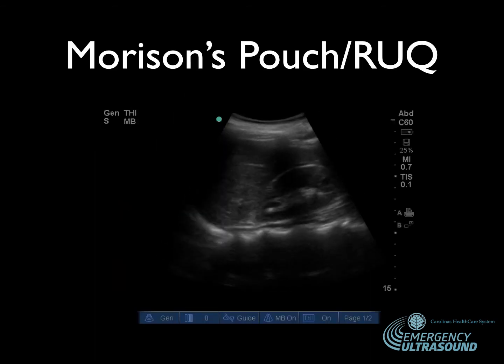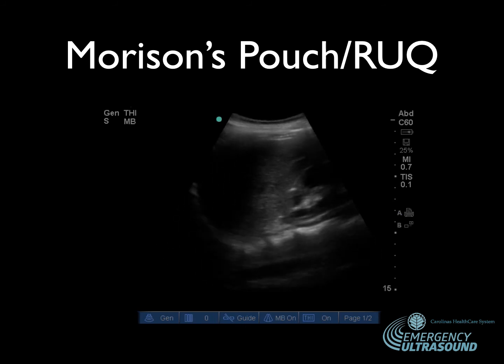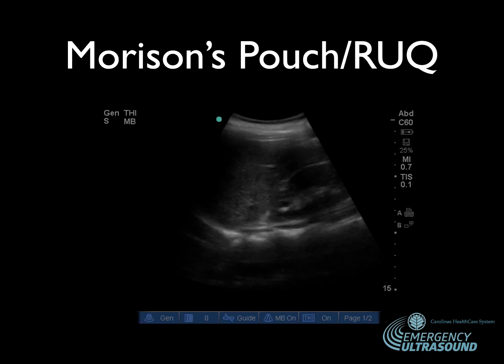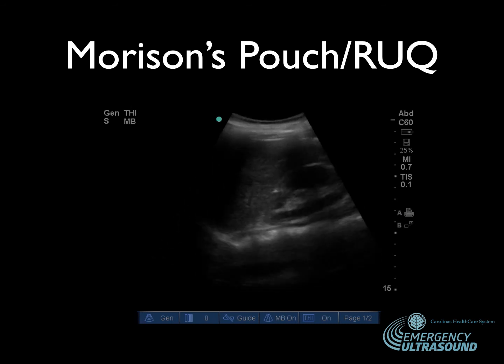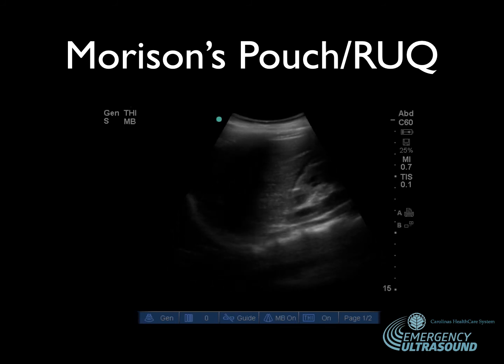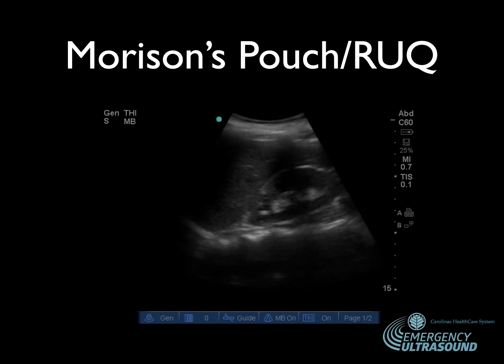Always fan through as you are assessing Morison's pouch. If you watch this video carefully, you want to fan through and look for fluid between the kidney and the liver. You can see as we fan through, we're starting to see an anechoic or black line appear in Morison's pouch, right between the kidney and the liver.